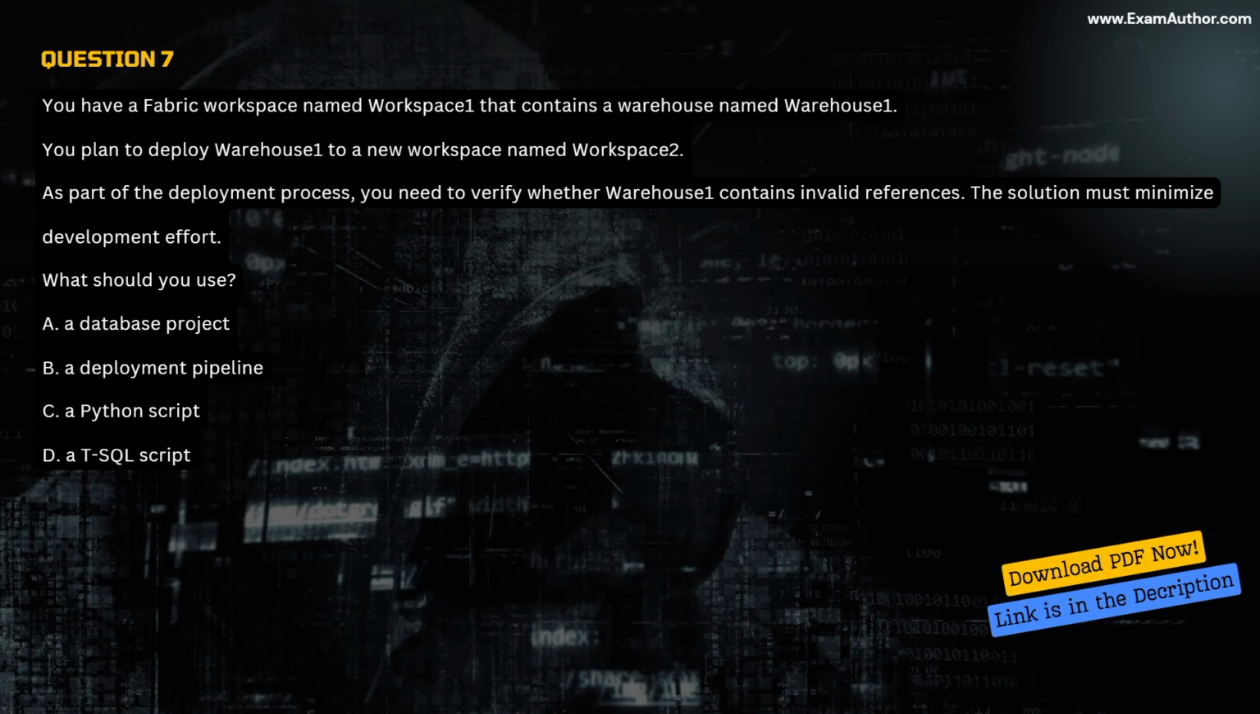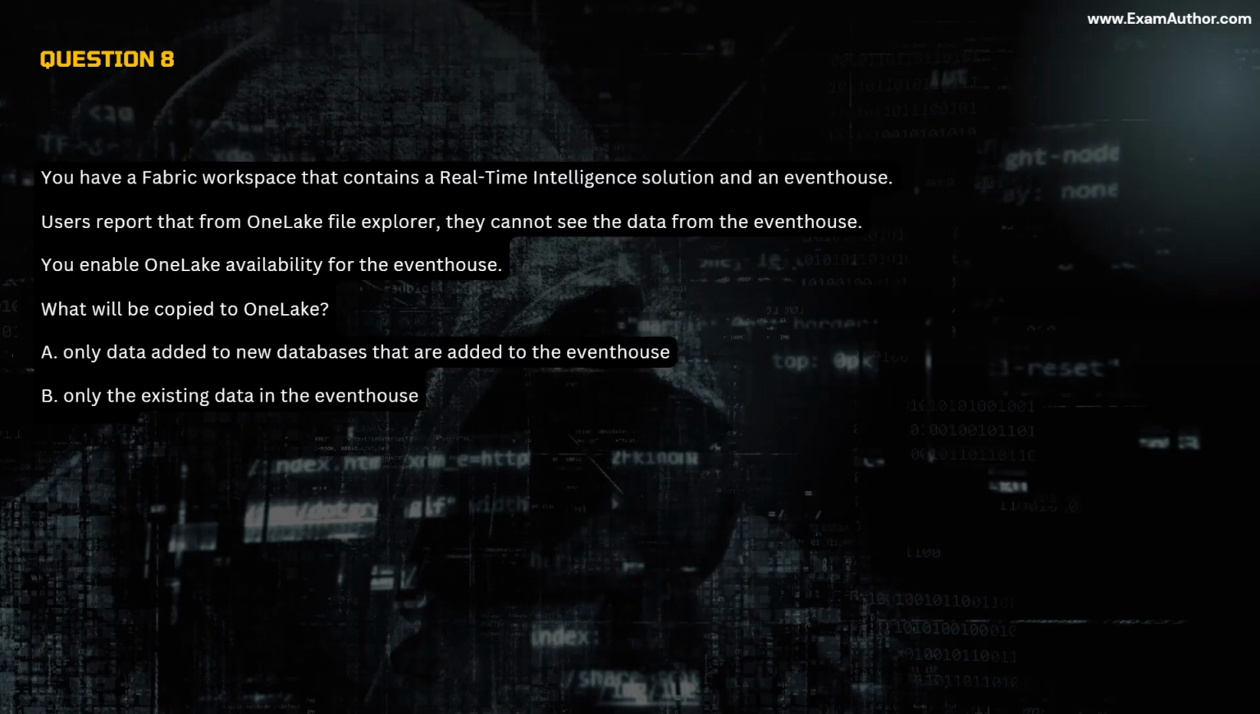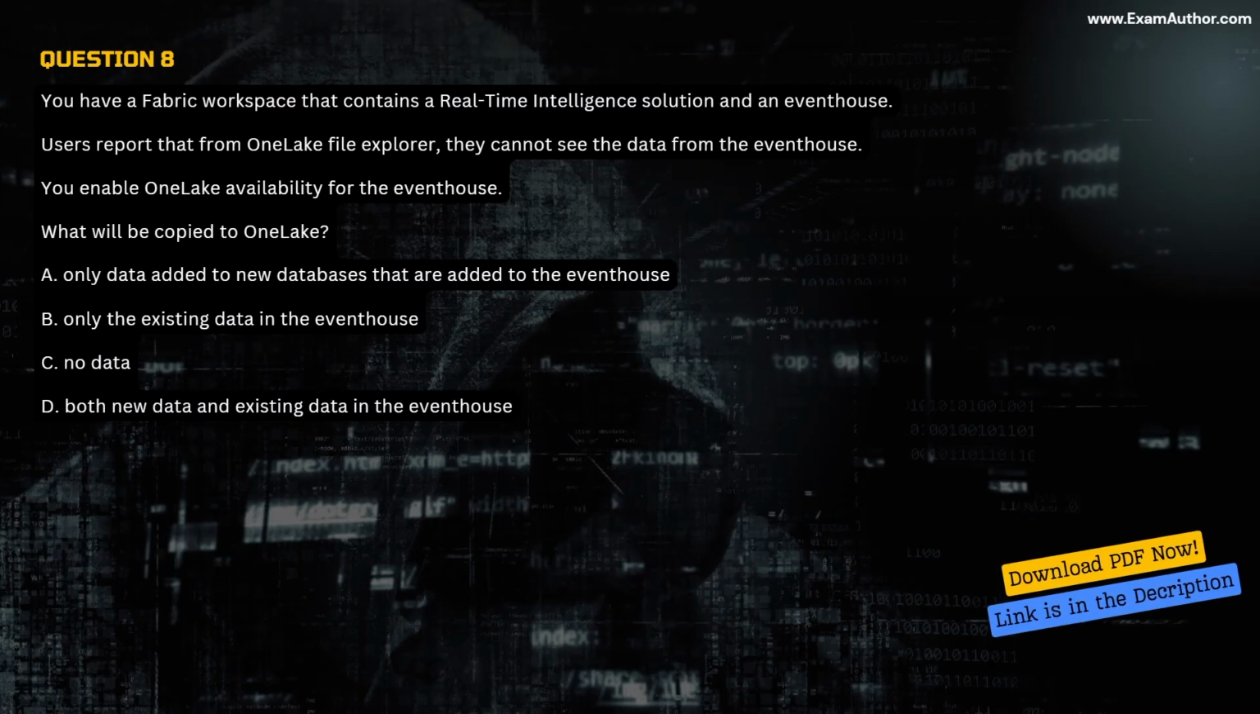D. A T-SQL script. Correct answer B. A deployment pipeline. Explanation. Deployment pipelines automatically validate dependencies and references. They minimize manual effort and help identify invalid references during deployment processes. Question 8. You have a Fabric workspace that contains a real-time intelligence solution and an event house.